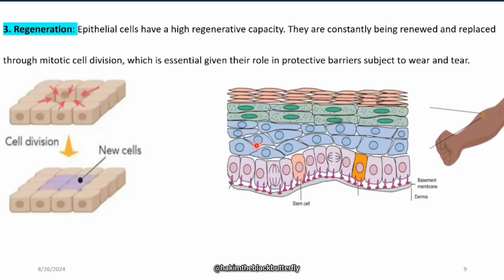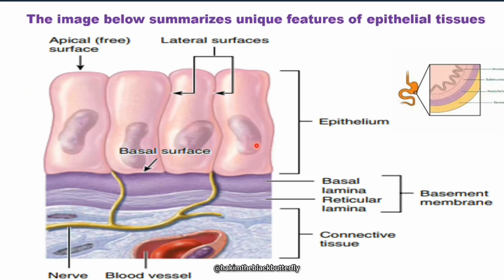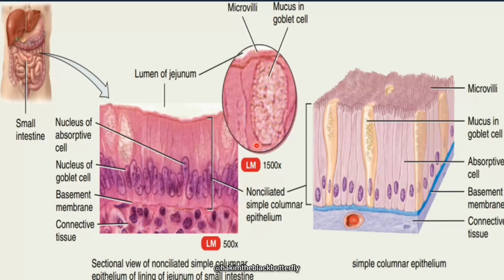Okay, so those are just unique features of these tissues. Here we are seeing, of course, a slide showing us the epithelium of the small intestines. We can really see the features that we've been mentioning. This epithelial tissue is only made up of cells, just cells, nothing in between. That's the feature that we call cellularity. And then we can see the cells are tightly bound together through cell junctions, though you can't see them here.